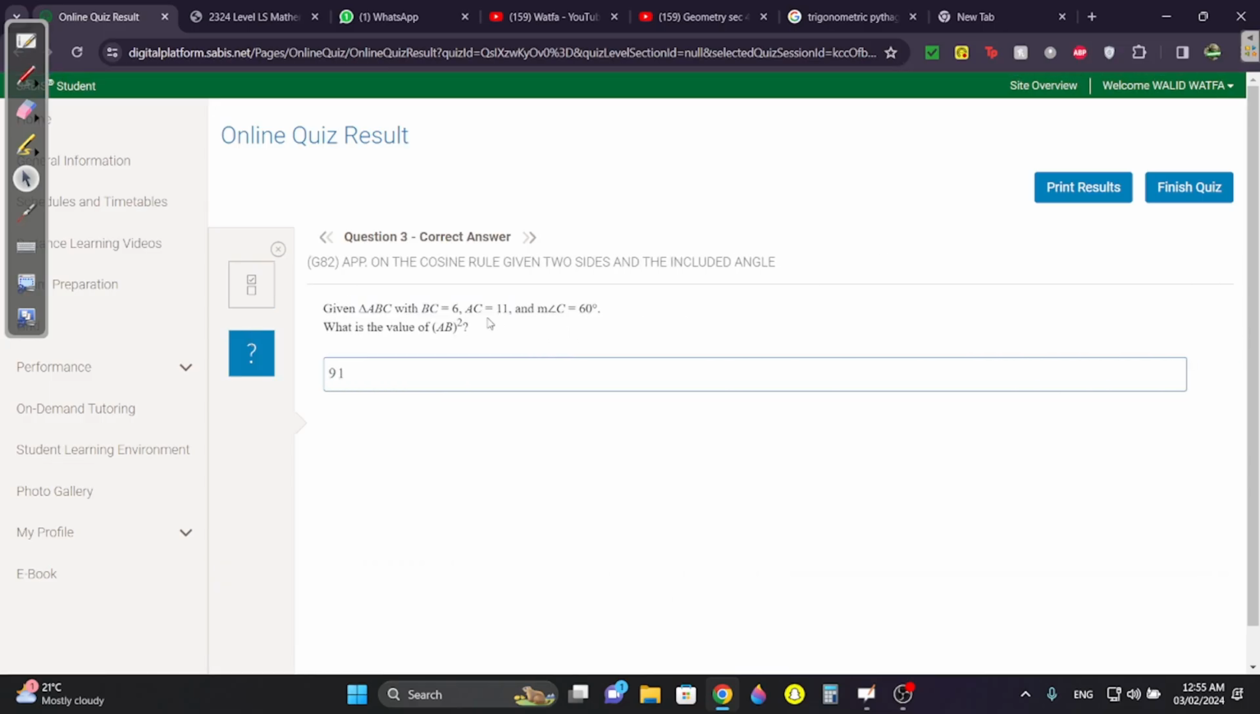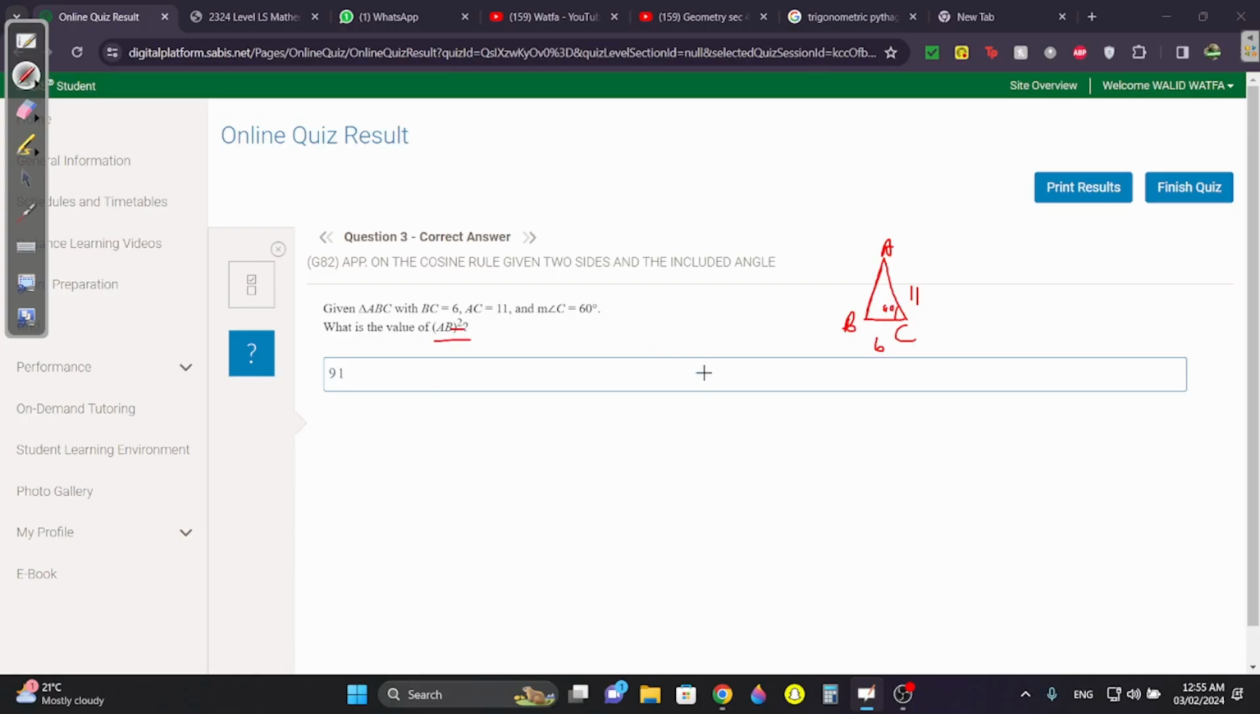A triangle ABC with BC equals 6, AC equals 11, and C is 60 degrees. You draw it: A, B, C. BC is 6, AC is 11, C is 60. Okay, what's the value of AB squared?